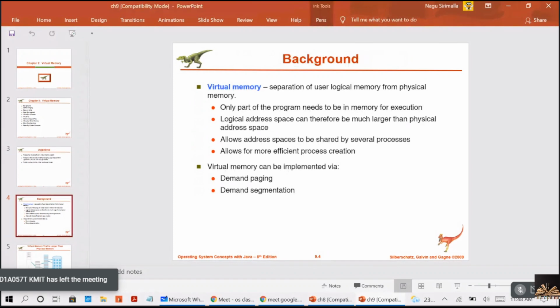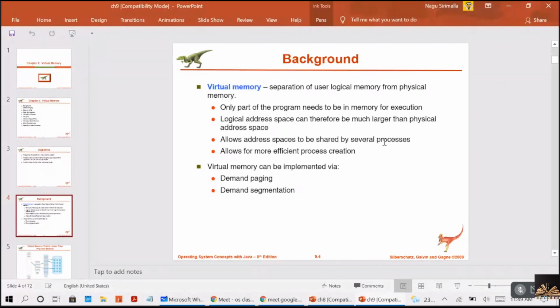Yes, what we mean by virtual memory is the separation of user's logical memory from physical memory. మనకి physical memory ఎంత ఉన్నది, irrespective of that how much physical memory is available, you are maintaining a bigger logical memory, right? So that means only part of the program needs to be in the main memory for the execution. Logical address space can therefore be much larger than the physical address space. The same points I told you. Allows address spaces to be shared by several processes.